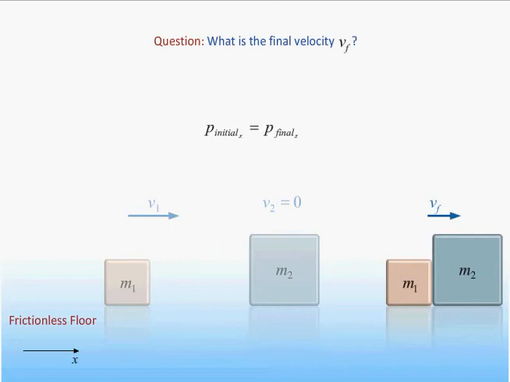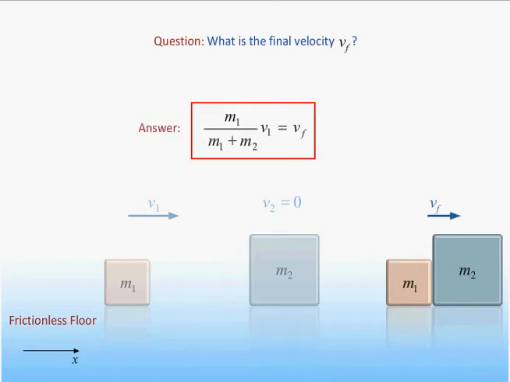In this example, the initial momentum of the system in the horizontal direction is due entirely to box 1. The final momentum of the system is due to both boxes. Since the initial and final momentum of the system has to be the same, we can solve for the final velocity of boxes 1 and 2 in terms of the initial velocity of box 1.